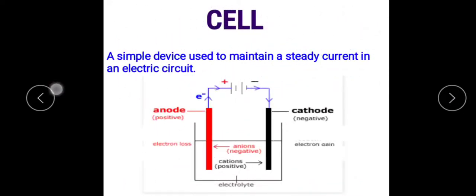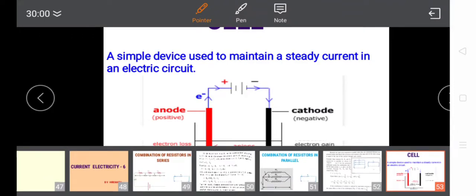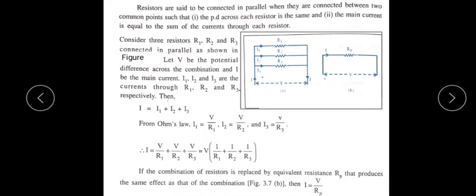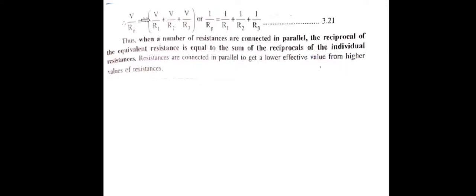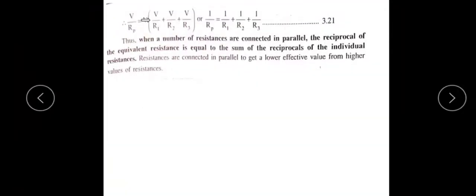So that is equal to V divided by RP, because in the equivalent circuit I is equal to V by RP. Then V by RP is equal to V times (1 by R1 plus 1 by R2 plus 1 by R3), and V and V get cancelled. So after this we can take it as 1 by RP is equal to 1 by R1 plus 1 by R2 plus 1 by R3.